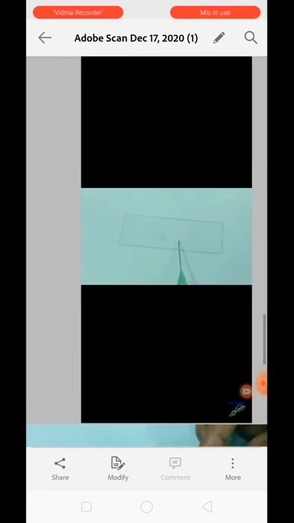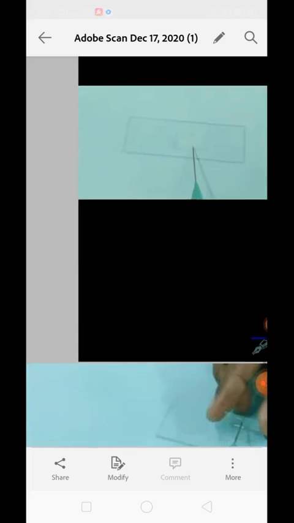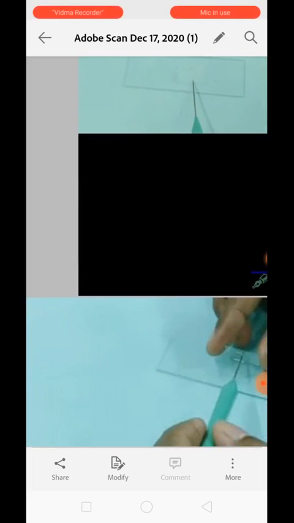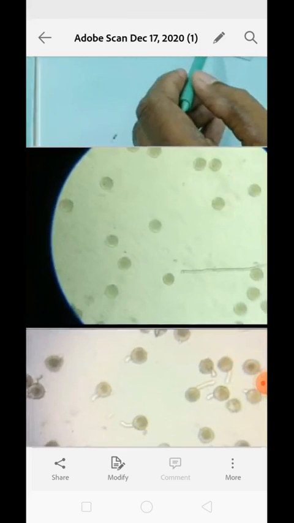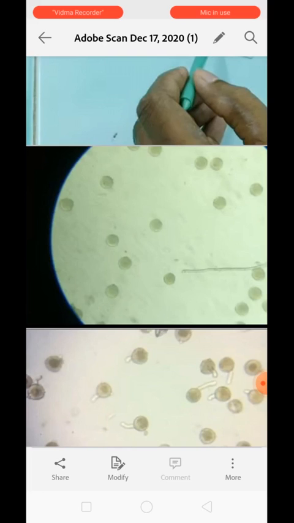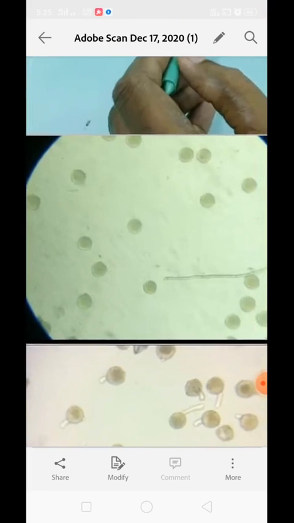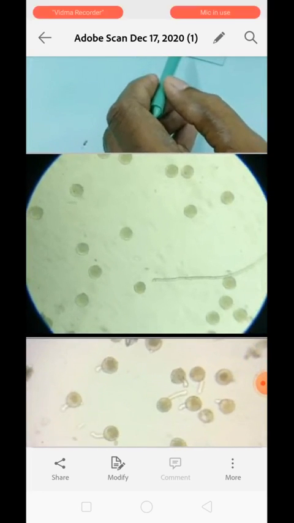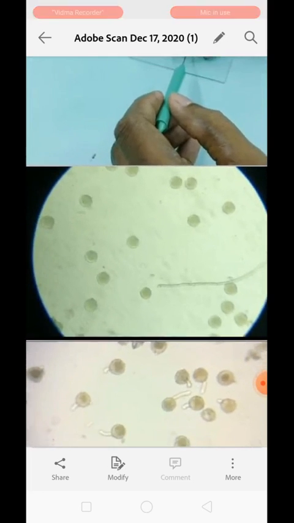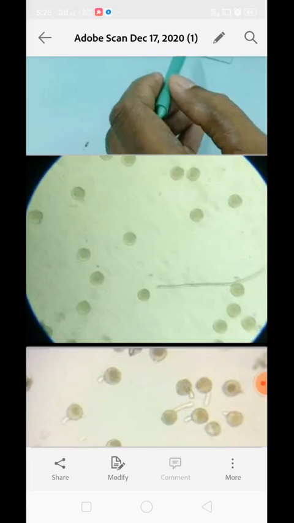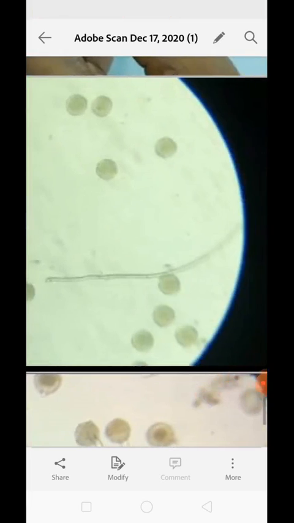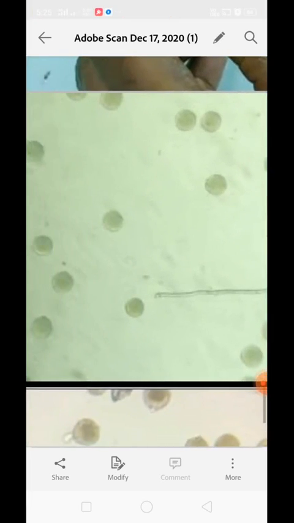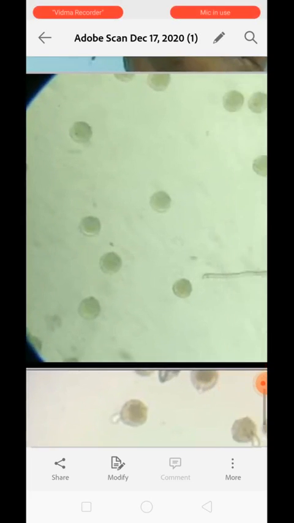After that we will place a cover slip over the slide. Understood? We will place the cover slip over the slide and then we will study it with the help of a microscope. Once we have put the pollen grain on the slide, this is the picture that can be seen with the help of the microscope. You can see round spot-like structures. These are actually the pollen grains present on the slide.